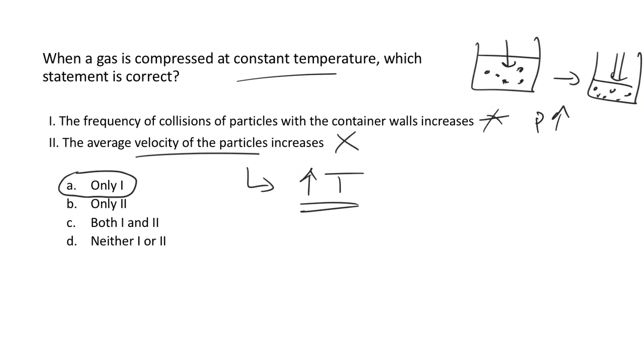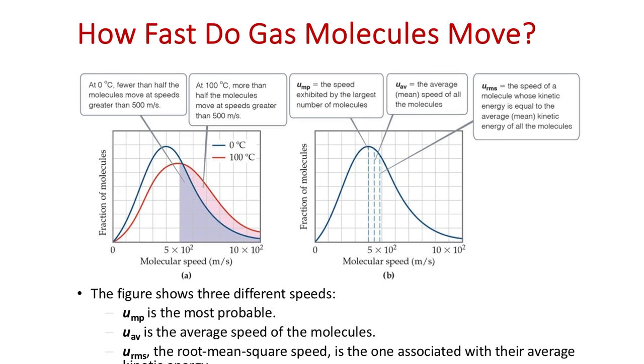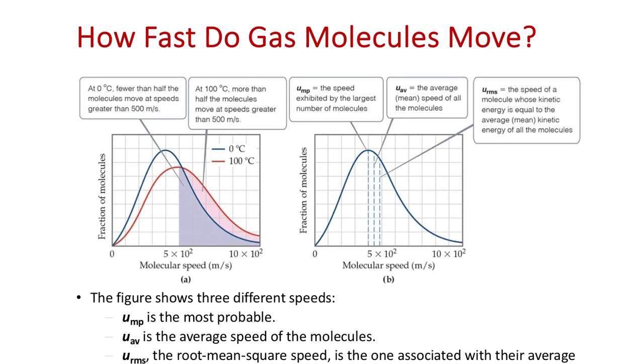One of the things we can take a closer look at is what those average velocities of a gas sample look like. It turns out a gas sample has a wide range of velocities. If we look at how fast gas particles are moving, let's focus on the 0 degree curve first. At 0 degrees, you see that we have a wide range of velocities. This is, I believe, hydrogen that's being shown here, but it doesn't matter what the gas is.